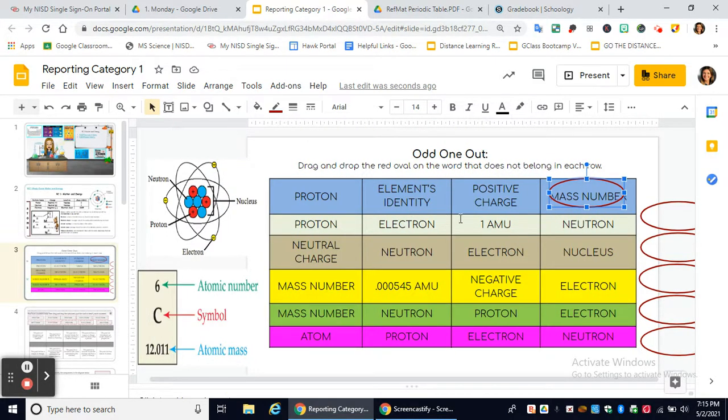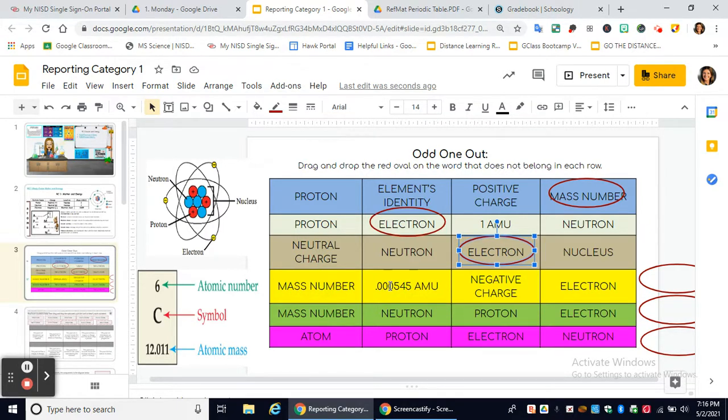Proton, electron, 1 atomic mass unit, and neutron. So here the electron does not belong because we know protons and neutrons have a mass of 1 atomic mass unit. Electrons so small they hardly have a mass. Neutral charge, neutron, electron, nucleus. Again, the electron does not seem to belong because we know neutrons have a neutral charge, meaning they do not have a charge. So those would be the blue neutrons here, and they are located in the nucleus.